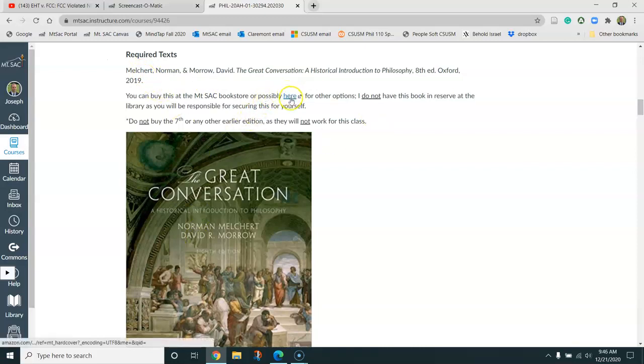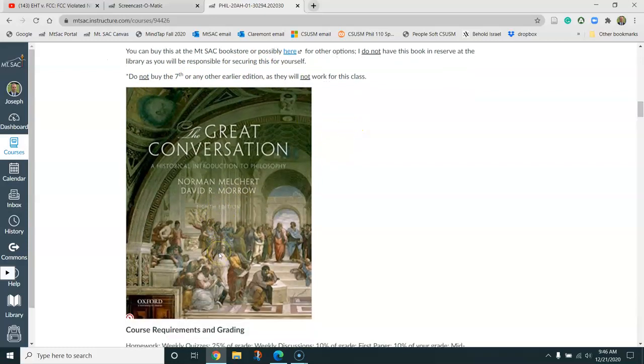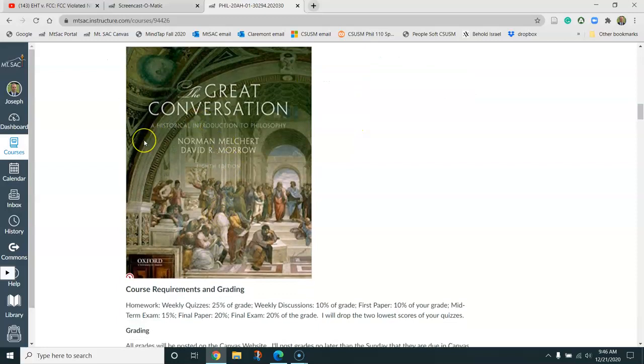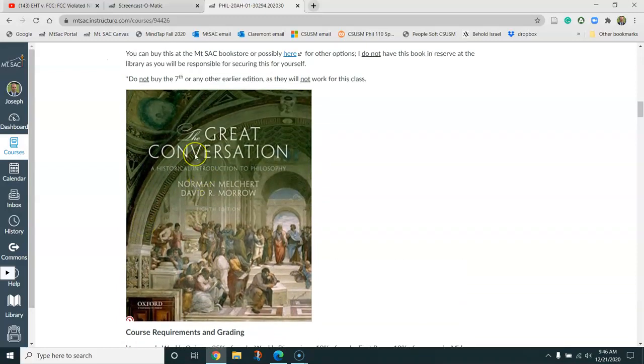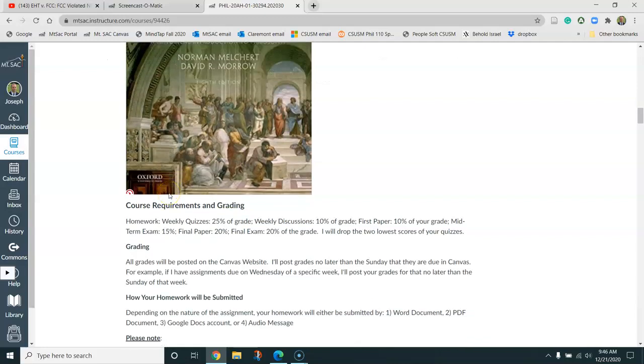And there's multiple ways to do it. You can use the Mount Sac bookstore, you can Google it, but I think you can even rent it at RedShelf for like 30 or 40 bucks for the semester or something like that. But you can look. It says, do not buy the 7th or any earlier edition, that will not work for this class. Buy the 8th edition. And look at that, I give you a literal picture of the book. Okay? So you got to get that. And if you're viewing this video before the class even starts, you're way ahead. Get the book, start reading chapters 1, 2, or whatever, the introduction, and you're ahead. Okay? Get familiar with the book.